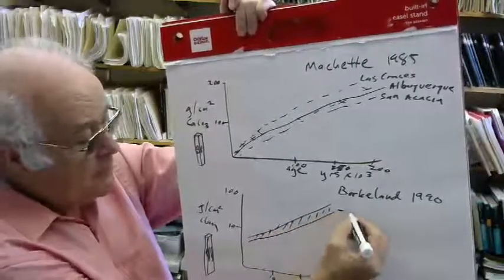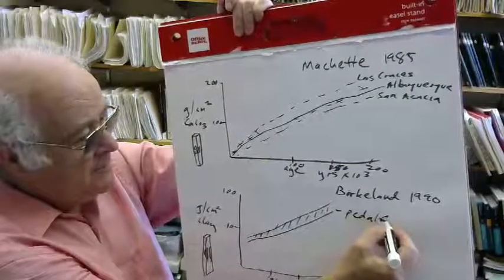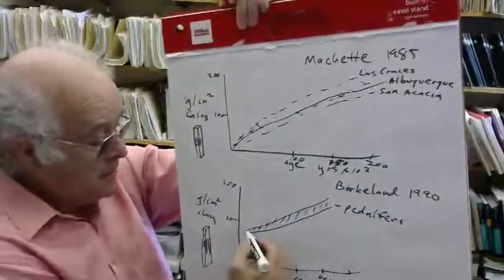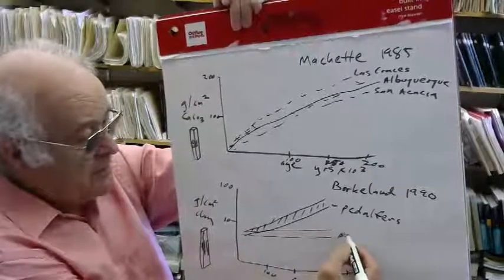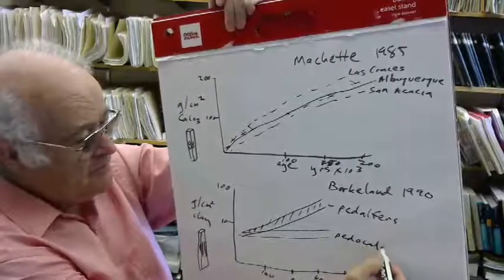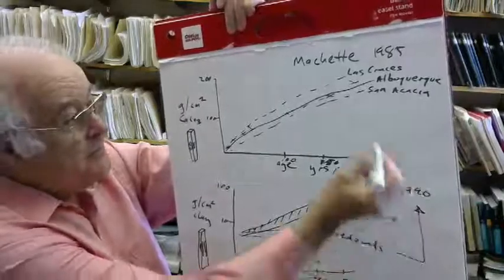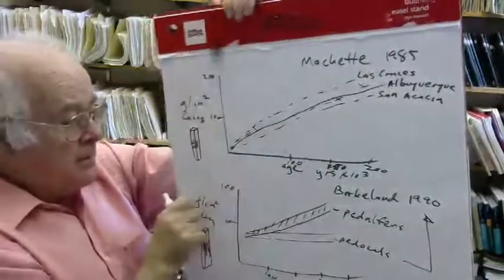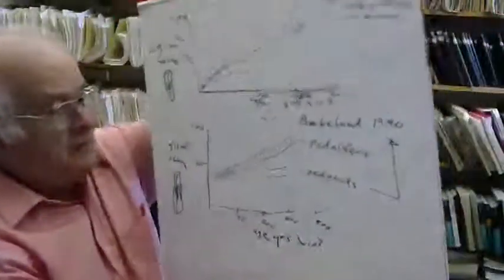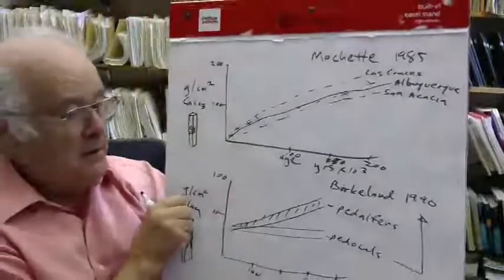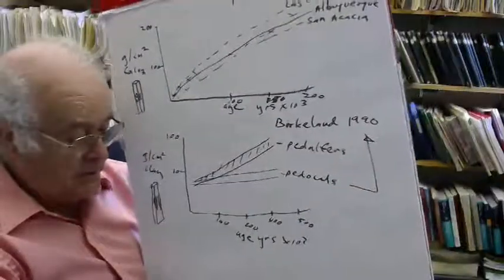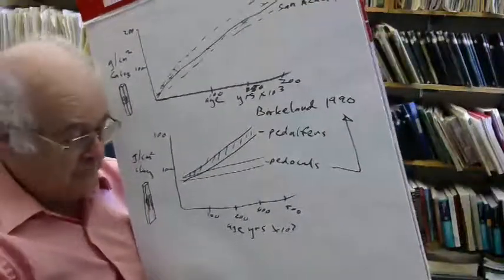These are the ones that Marbut called pedalfers. These are the non-calcareous soils of humid climates. He also found that pedocals were forming an array like this. Pedocals are basically these ones above, the Machette soils that have carbonate in the profile. They're also forming clay, but they're forming it rather more slowly, and so are not such accurate chronofunctions for judging the age of the soil from the amount of clay in the subsurface.